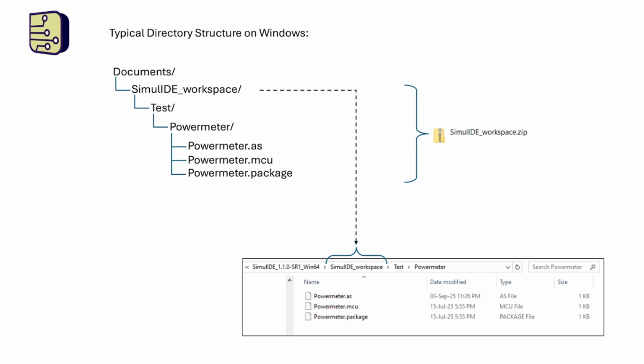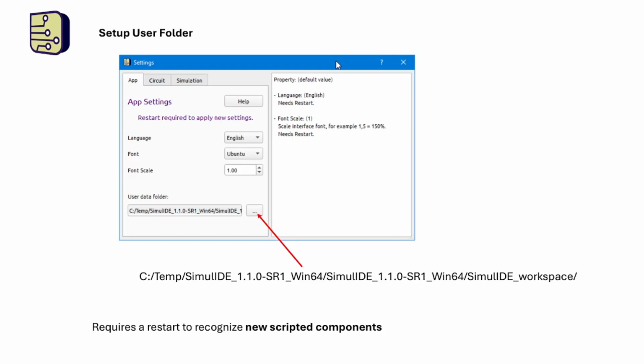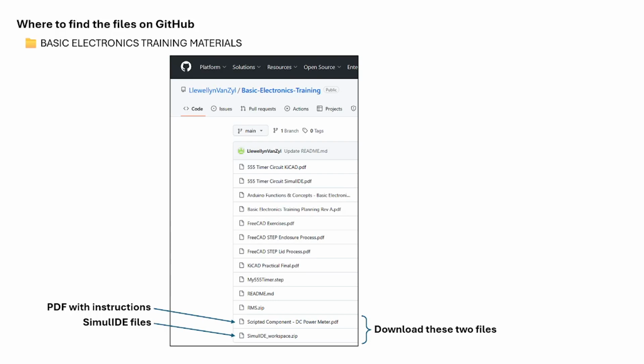The key requirement is to ensure SimulIDE knows the location of the scripted files. To specify the location of these scripted files, open the Settings menu in SimulIDE by clicking the gear icon in the toolbar. Then click the 3 dots button and browse to select the SimulIDE workspace folder that was previously downloaded and extracted. Finally, restart SimulIDE for the changes to take effect.